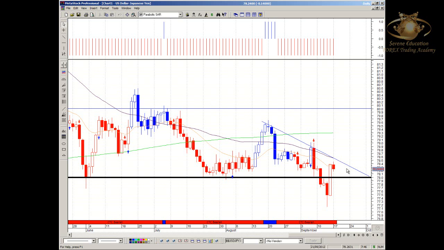Otherwise, just keep it simple, back it up with sound money management, be patient, bide your time, let the market tell you what's likely to occur. Look at candlesticks in particular. They'll tell you a hell of a lot about what sentiment's like out there in the market. You can read a lot into the psychological aspect of what's happening in the market just by looking at your candlesticks, and just trade it simple. Keep it simple. The ones who try and make it hard or difficult are the ones that are making losses again and again and again.